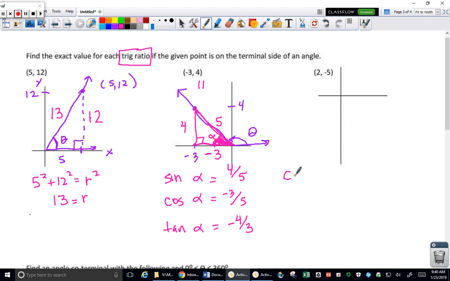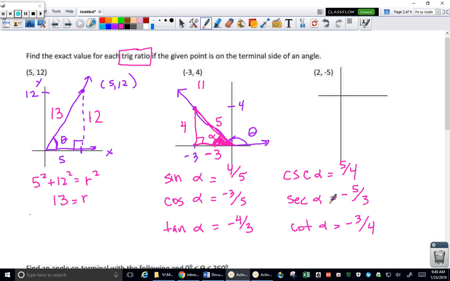So the cosecant will mimic the sine. It will also be positive over here, 5/4. The secant will mimic the cosine, so negative 5/3. And the cotangent will mimic the tangent, negative 3/4.